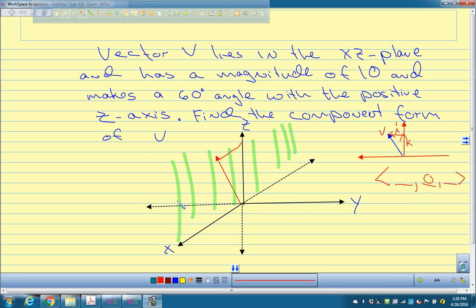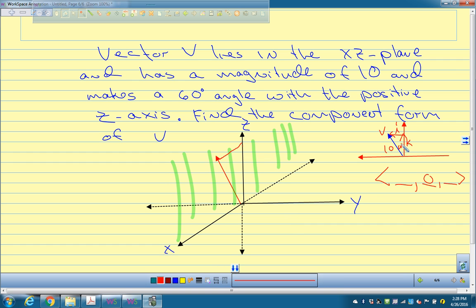Do you guys understand that? Because it's contained in this plane, there is no Y or J component to it, so it's not going this way at all. If I were standing over here somewhere, I would see this picture. So if I know that this angle is 60 degrees and this is 10, how can I find I and K? Or we could call it B1 and B2.